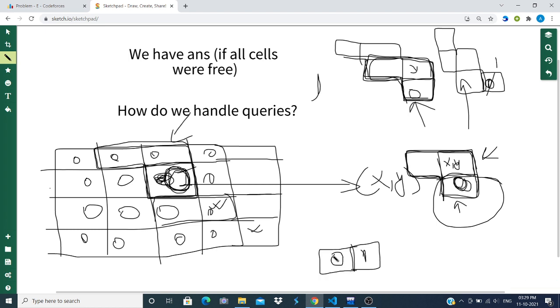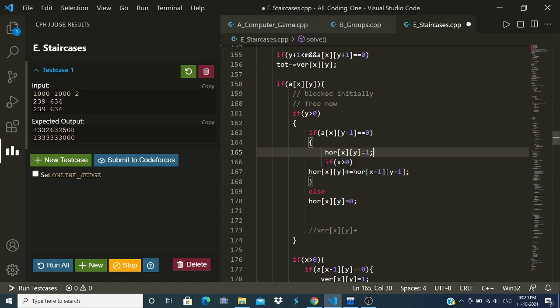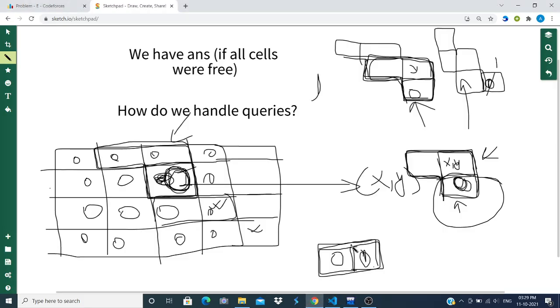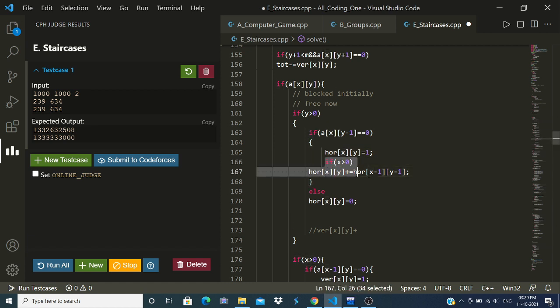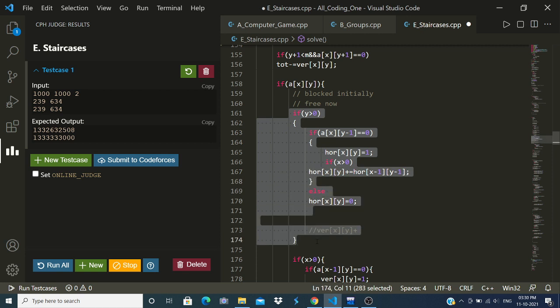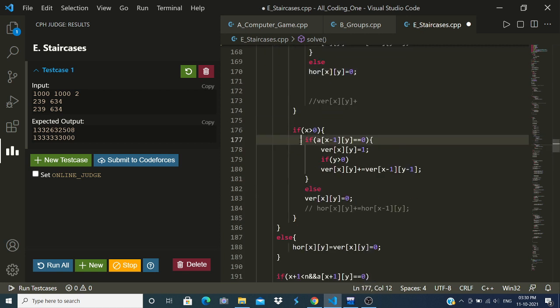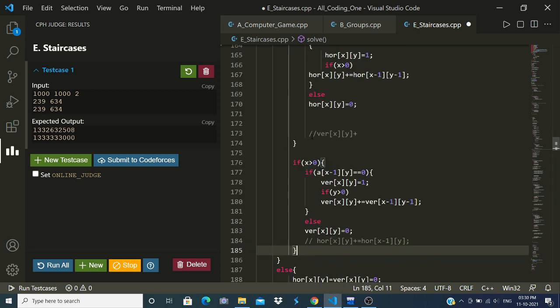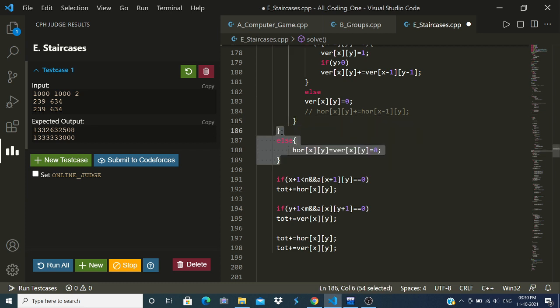If this value is 0, then obviously after changing this 1 to 0, we will have at least this one horizontal staircase. So if it is so, I am making it 1, and depending on whether there exists some previous row or not, if it exists, I am adding how many horizontal staircases exist which end at this cell to horizontal of xy. So basically here we are updating horizontal of xy, and here we are updating vertical of xy, since xy is the cell which is changed.